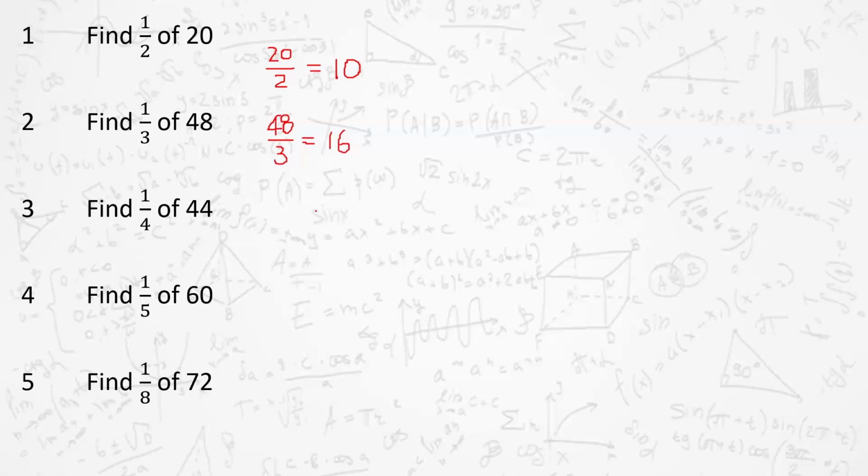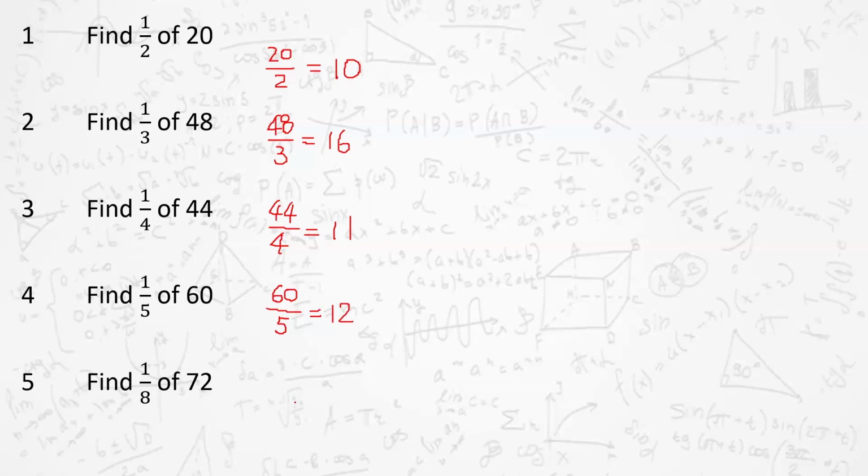Question 3, find a quarter of 44. A quarter means we're dividing 44 into 4 parts, and one part will be 11. Question 4, find 1/5 of 60. Dividing 60 into 5 parts, and one part is 12.